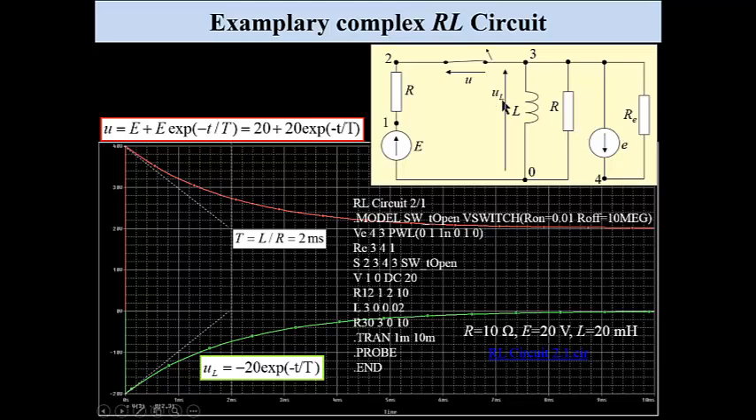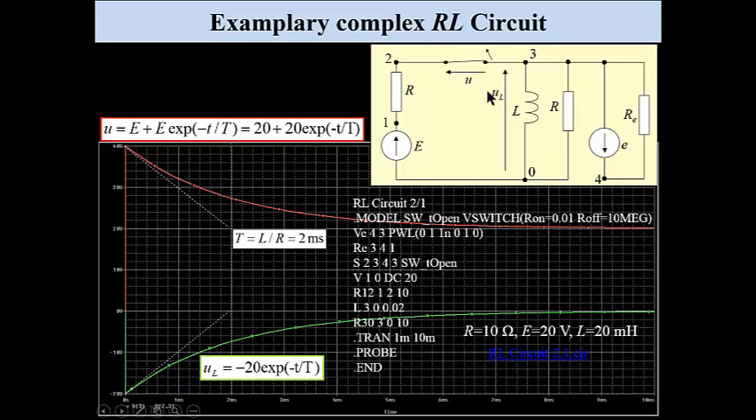We have an exemplary RL circuit, one coil here, a few resistors, and a switch which is opened at t equals 0. Our task is to find the voltage across the switch after its opening, and also the voltage across a coil after opening the switch. On this slide we have simulation results based on a manually prepared netlist.